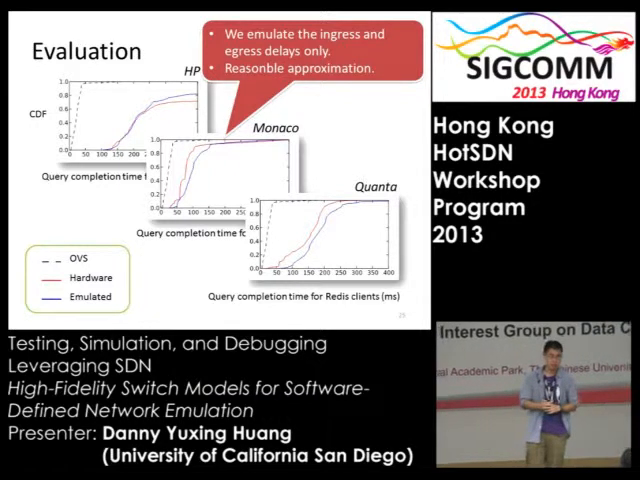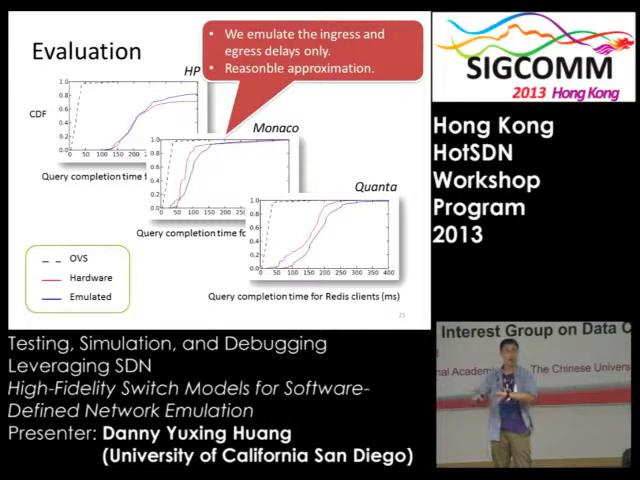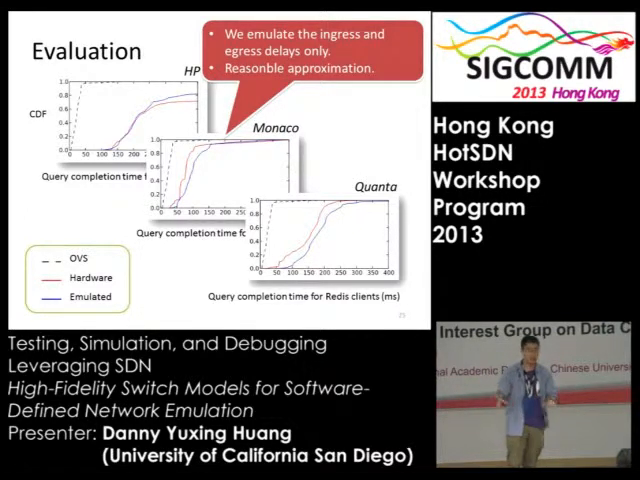In all 3 cases, we're close. There's still a gap between the blue line and the red line because there are other artifacts that we're not capturing. But given that we've only measured and emulated the ingress and egress delays, we're pretty close. It's a pretty reasonable approximation.